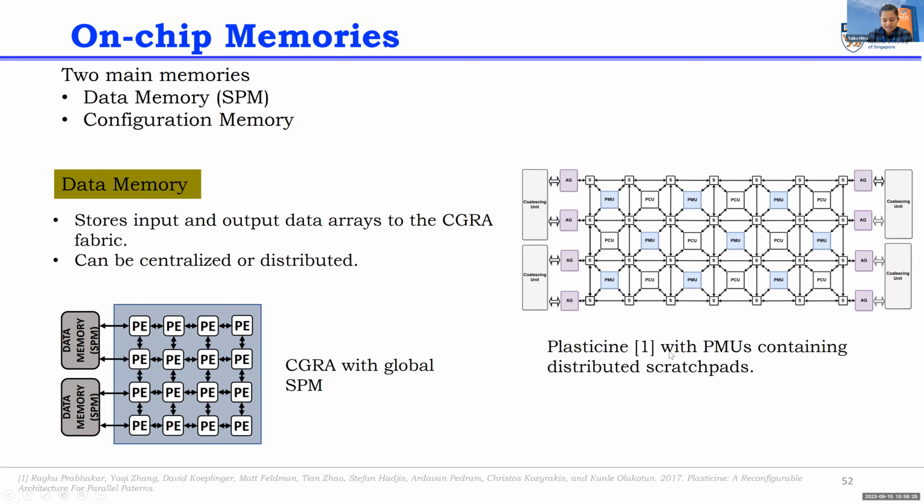The Plasticine design, which is again a CGRA design for parallel patterns, has a distributed memory architecture where the pattern memory units, the PMUs, are distributed across the PE array so that more PEs can access them. We can also distinguish data memory designs with coupled or decoupled address generation architectures. In a CGRA with coupled address generation, the address generation of the elements will happen on the PE array, but in a decoupled scenario, there's a separate unit to perform the address generation, and the PE array will only handle the computation.